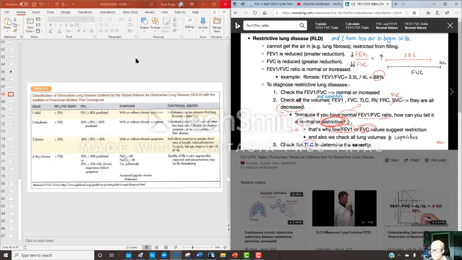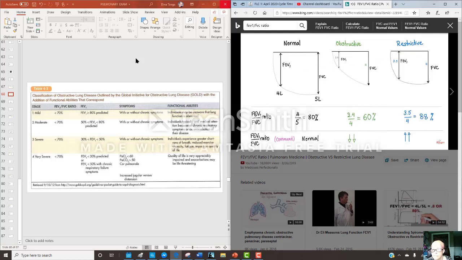The lower the TLC, the greater the severity. Now, students hate these graphs, but they are actually very easy. This is not calculus, this is not astrophysics, this is like 5th grade stuff. So here is FEV1, here is FVC, here is 4 liters, 5 liters. Can you get the ratio? Yes. 4 divided by 5 is 80%.